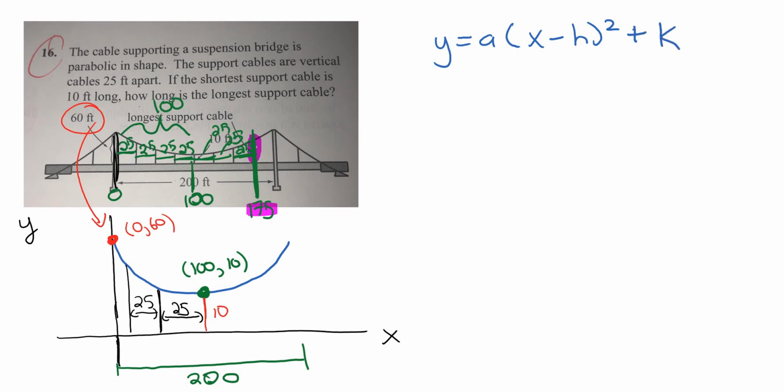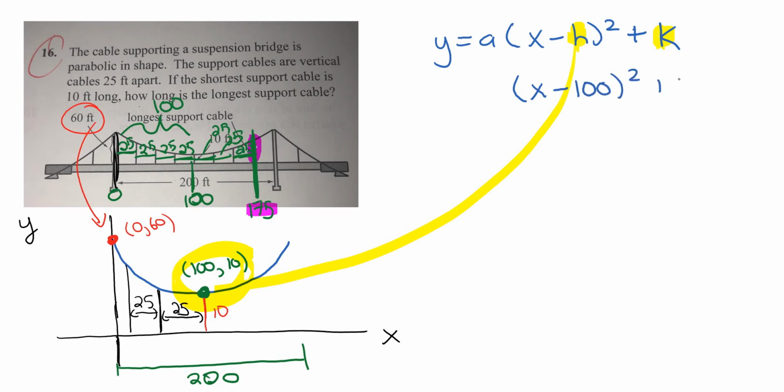Okay, and one thing that you need to find right away is the vertex, right? So the h value and the k value. And we know that because the vertex is right here, and this is the vertex right there. Halfway of 200 was 100 and it has a minimum height of 10. So if I plug that in, this will be x minus 100 squared plus 10, all right? Those are the coordinates of the vertex, and y would now equal a.